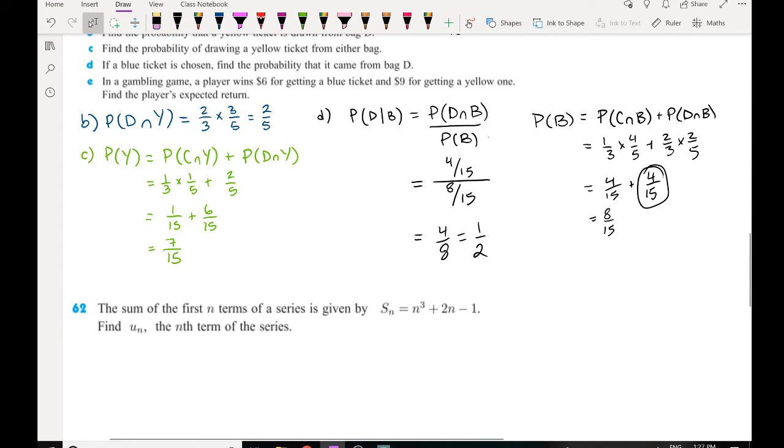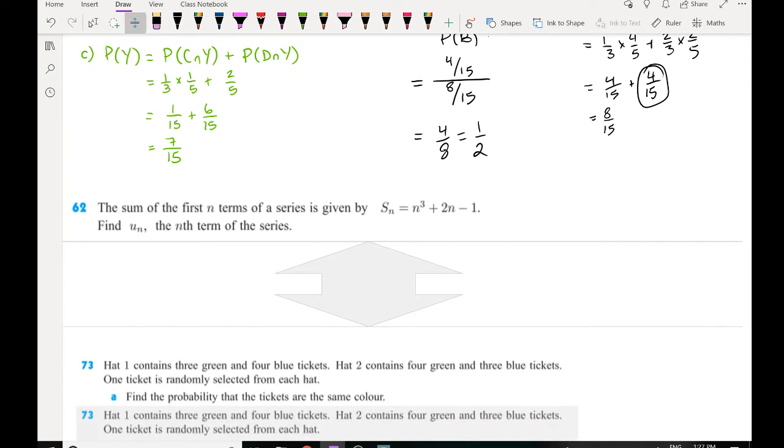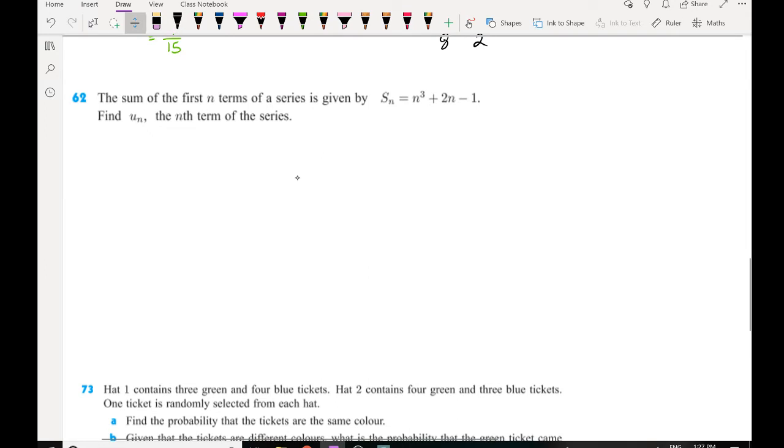For everybody else, it's expected value, so you know you get $6 for a blue and 9 for a yellow. So you just have to multiply those with the probabilities of those specific outcomes and add it up, and that's how you'll get your expected value. If that turns out to be an issue for anybody else, I'm happy to go back to it. All right, this next one.